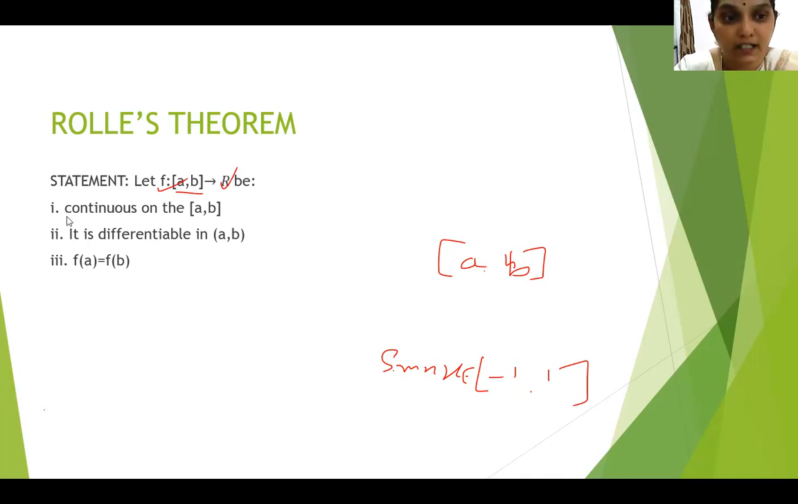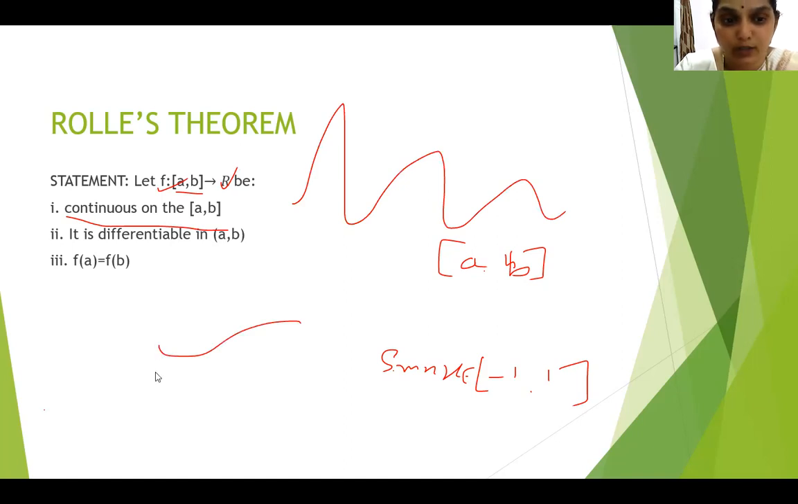Suppose it is continuous in the closed interval [a, b]. Continuous means there is a flow like this, there is no break. Suppose I have values from a to c like this, and after c it jumps up to b like this. That means the function is discontinuous at this point. It should not happen in continuity.